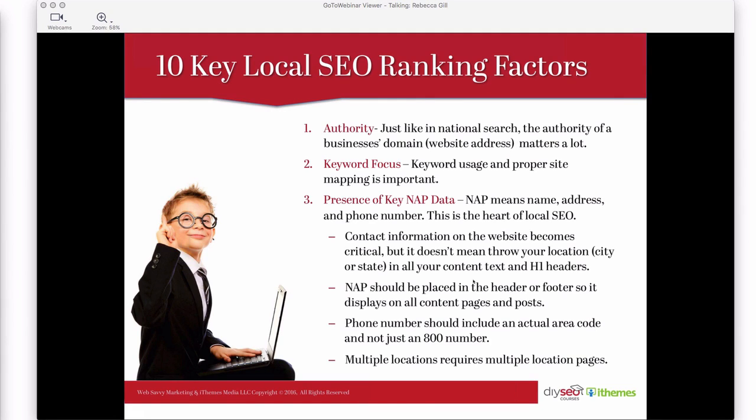The third one is where we start to hit into local and where it's really a difference. So this is what's called the NAP data. NAP data sounds funny because you might think you can put it in your sleep, but that's not really what it is. It's name, address, and phone number, and it is the heart of local SEO. If you take nothing away from today, I want you to take away NAP data. I want you to understand that the contact information you have on your website, the placement of it, is critical at a local level.